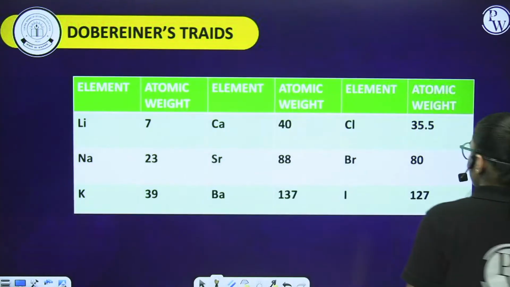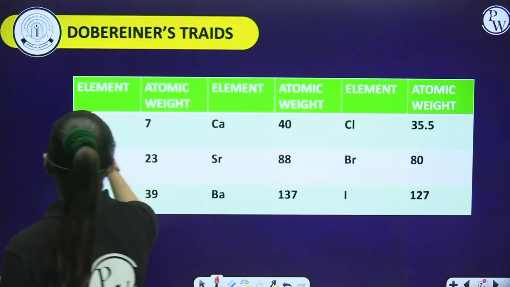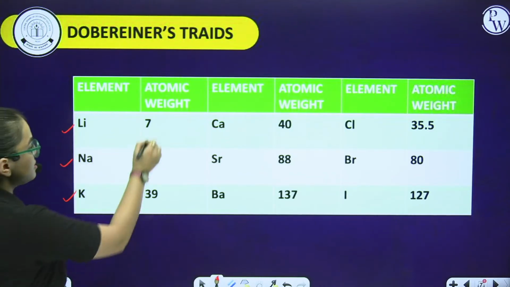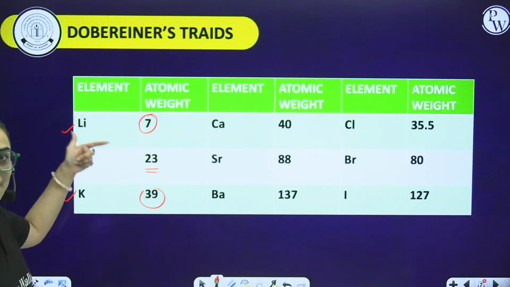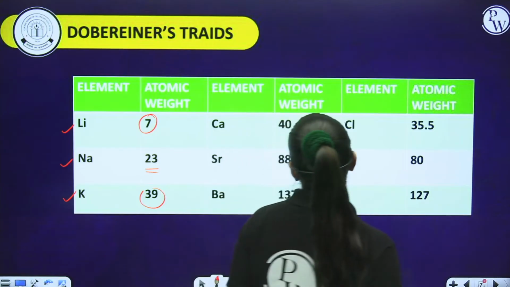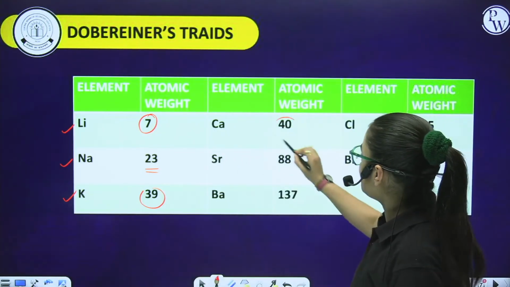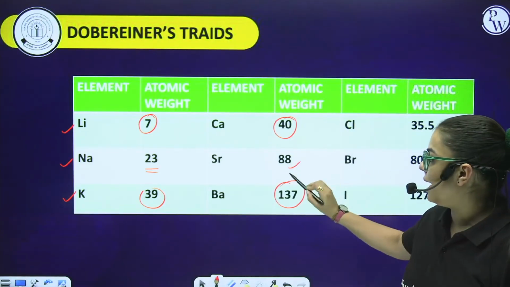Very good. Now you can clearly observe that these are the elements, for example lithium, sodium, potassium. You can see 7 plus 39 divided by 2 comes out to be 23. So the atomic mass of the second comes out to be the arithmetic mean of the first and third one. Let us take more examples: calcium, strontium and barium. 40 plus 137 divided by 2 comes out to be approximately 88.